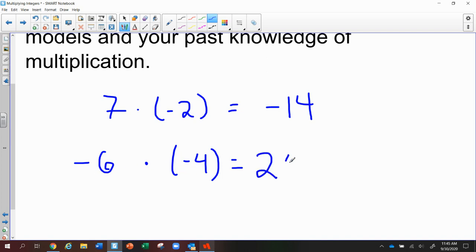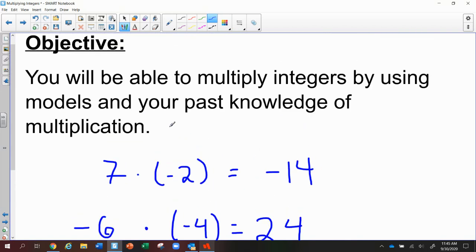positive 24. So hopefully rewatching this video and working through the problems that we've had in class, you're going to be able to do these relatively easily, and you'll be able to multiply integers by using models and our past knowledge of multiplication.